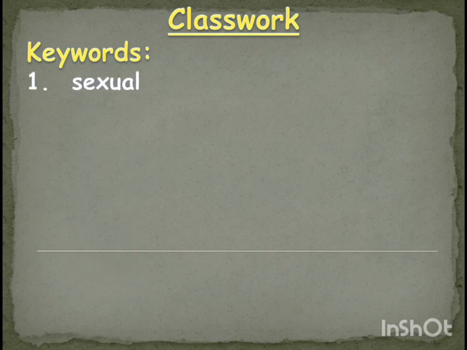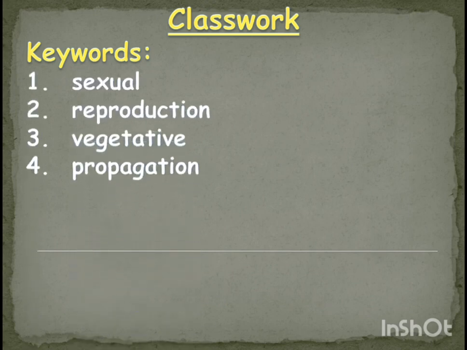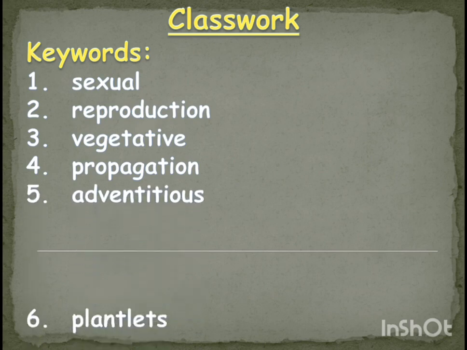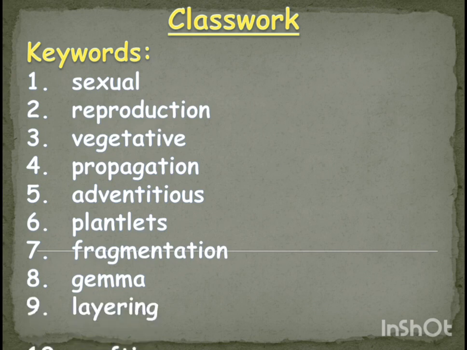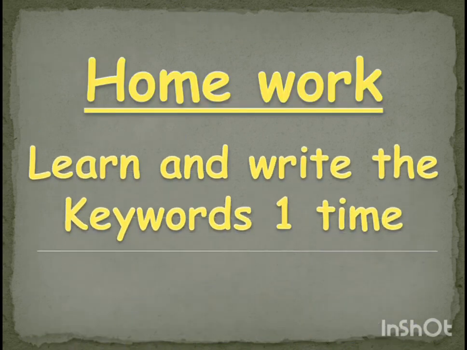Now we need to write our notebooks. In the same way we wrote for blocks 1, 2 and 3, we have to write. Here I'm not giving the breaking of words, so just write the words. In the class I'll give you the breaking of words. The words are, there are about 10 words: sexual reproduction, vegetative propagation, adventitious, plantlets, fragmentation, gemma, layering and grafting. These are the keywords which you have to write in your classwork, and the homework is the same: write the keywords one time.